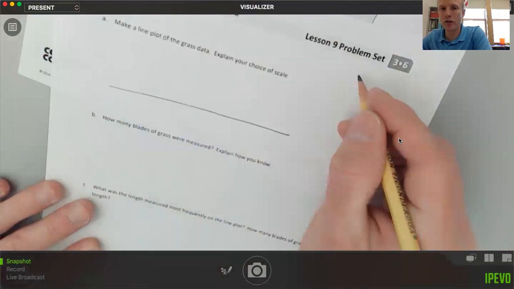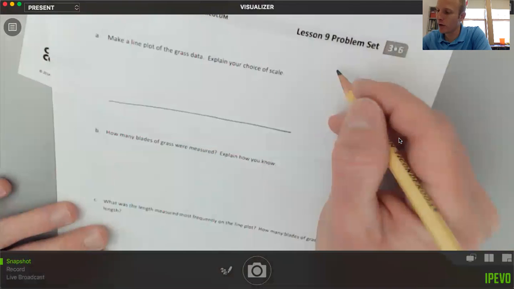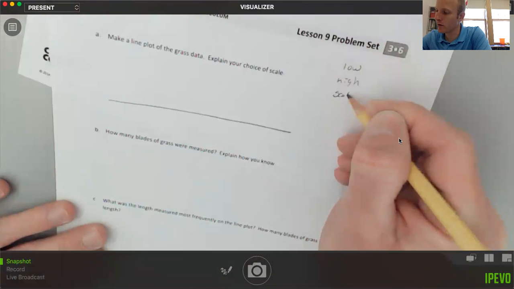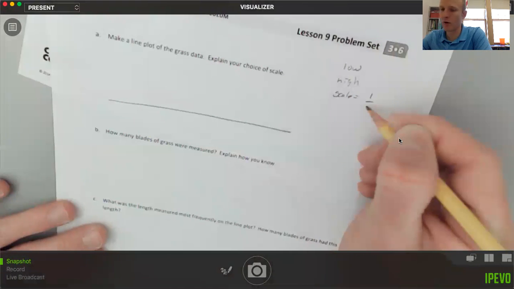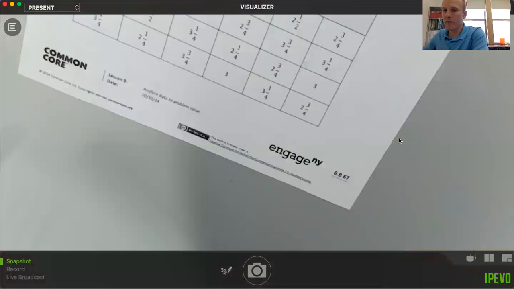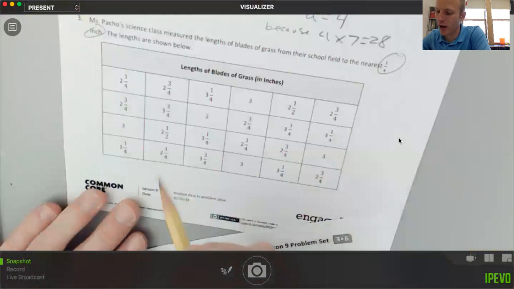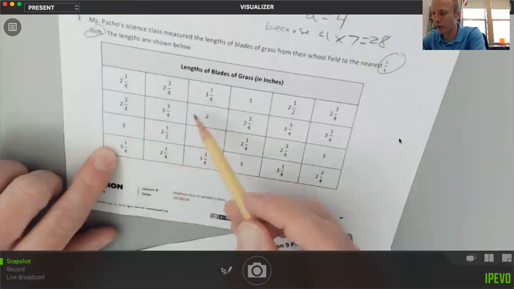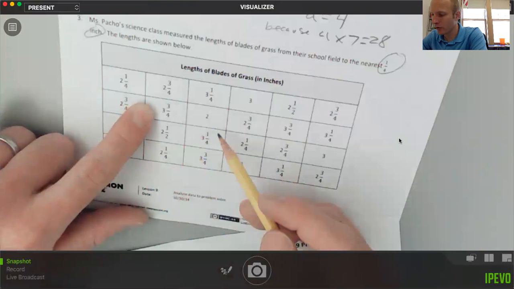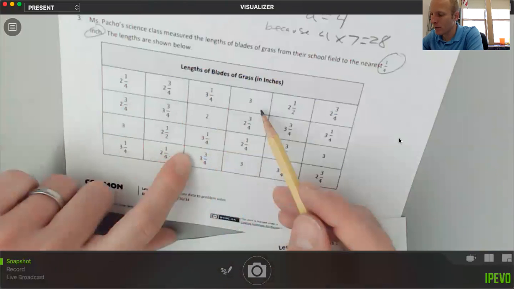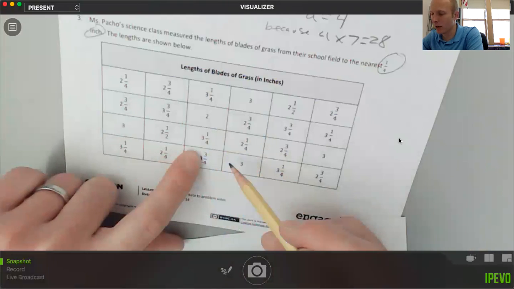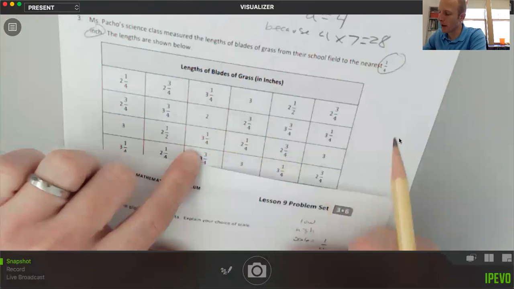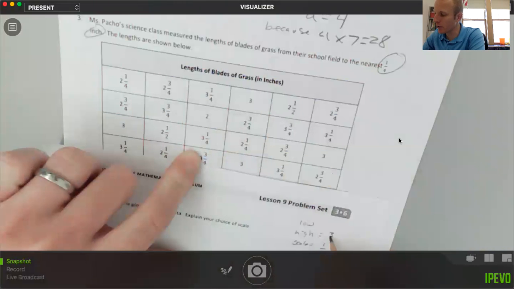So I'm going to say, we always, on the side of these, we're going to say, what's the lowest, what's the highest, and what's the scale. Scale is 1/4. We already know that. The high, so we're going to go through and we're going to say, what's the highest number I have? It's 3. Okay, now it's 3 1/4. Now it's 3 3/4. 3 3/4 still. I'm going to keep my finger right on that one until I find a higher one. All right, the highest I found was 3 3/4.